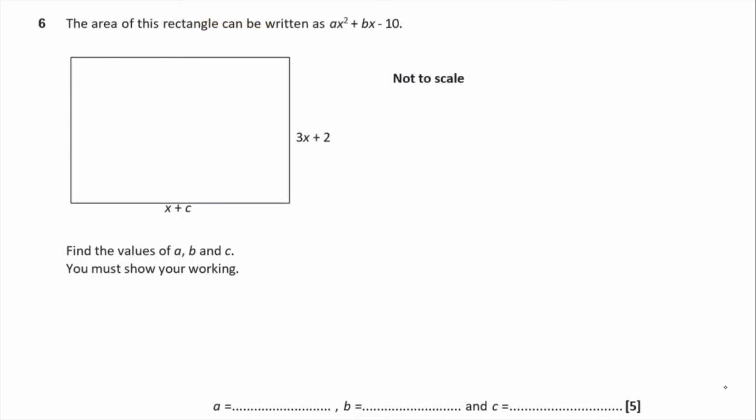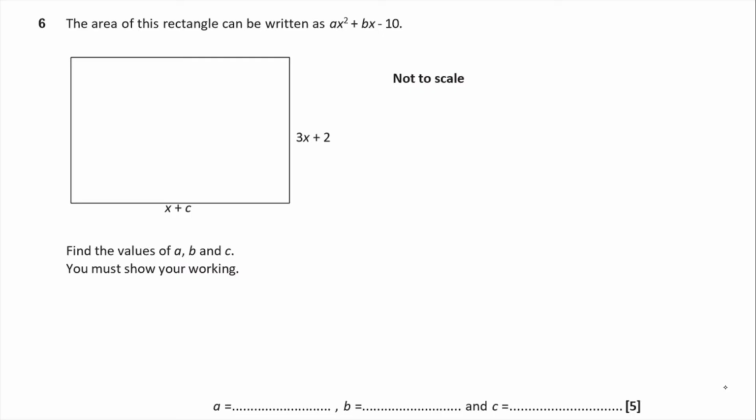Question 6. The area of this rectangle can be written as ax squared plus bx minus 10. Okay, so it's a quadratic equation, isn't it? And you can see I'm going to get that because I'm going to multiply x plus c with 3x plus 2 if I want to find its area, which is definitely going to give me a quadratic. Now we need to find the values of a, b, and c.